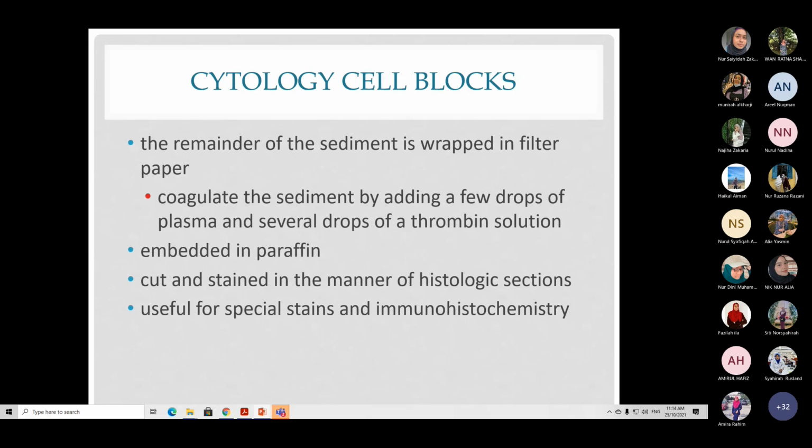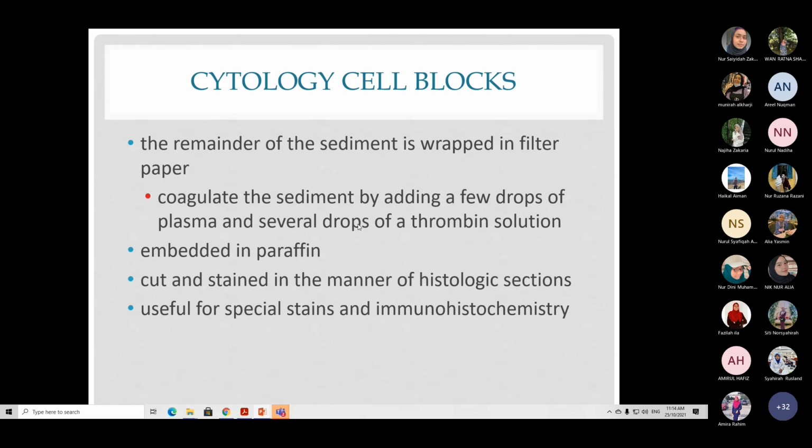Okay, so the remainder of the sediment, the same sediment just now from the centrifuge, is wrapped in filter paper. But first it is fluid, right? Fluid texture. So how are you going to put it into the filter paper? First, you need to coagulate the sediment by adding a few drops of plasma and several drops of thrombin solution. This is like a medium to make the sediment clot.